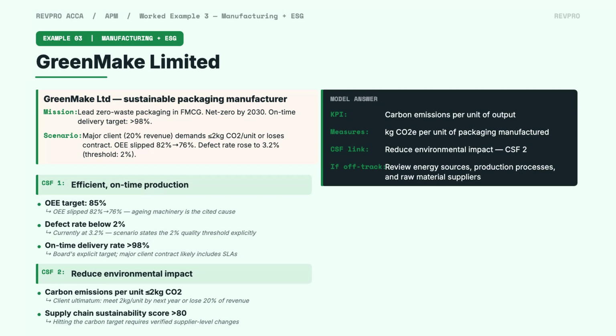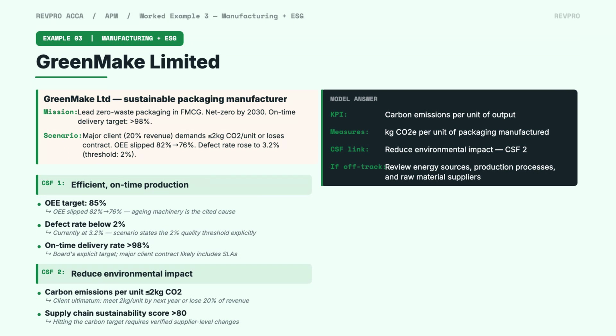Why these KPIs? OEE, because the scenario tells us it slipped from 82 to 76% and cites aging machinery as the cause. Defect rate, because the scenario explicitly gives us the current level, 3.2%, and the threshold, 2%. Carbon emissions per unit, because the client has issued a specific ultimatum with a hard deadline and a contract at risk. Supply chain sustainability score, because meeting the carbon target requires verified upstream sourcing changes, not just in-house production changes.